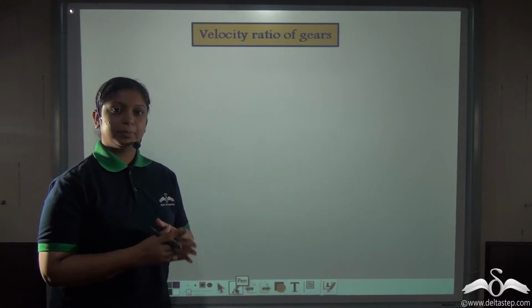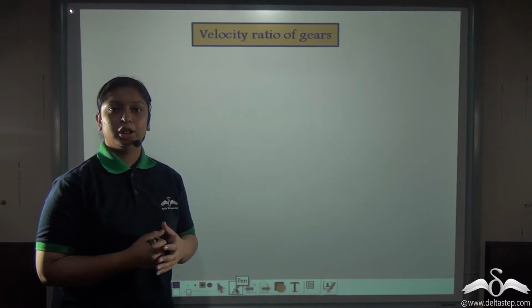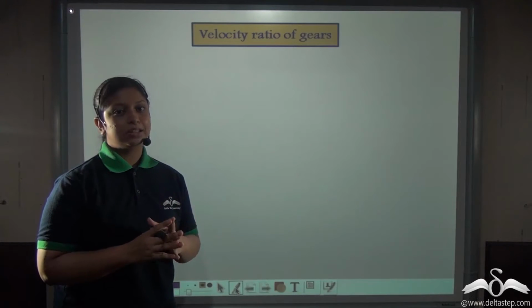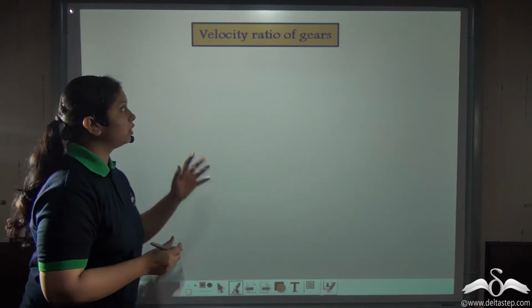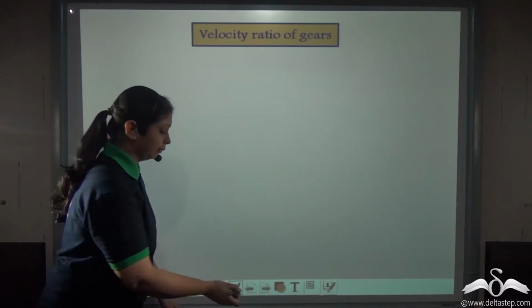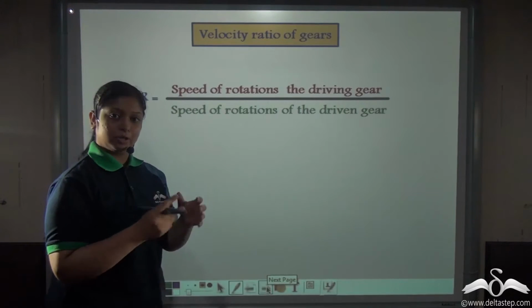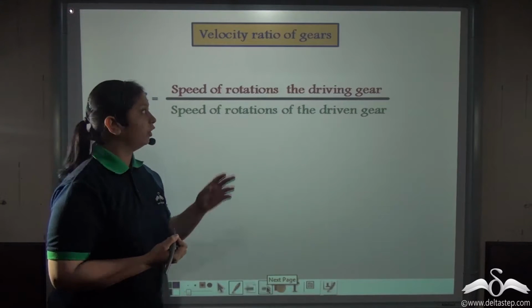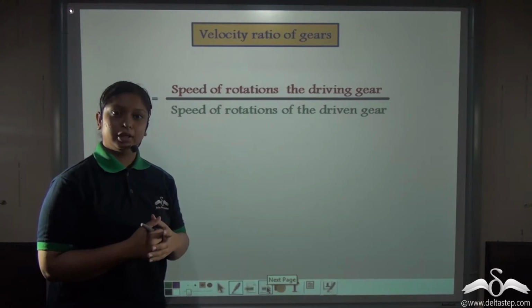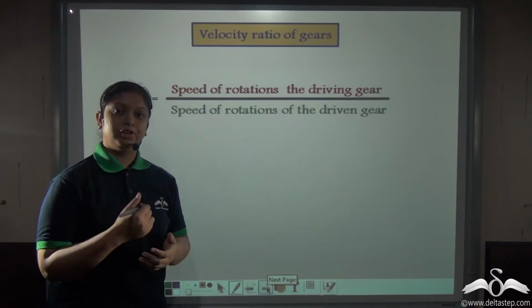Let's recapitulate some basic terms related to the working of gears. Now, gear is a simple machine, so it should have a constant velocity ratio. So, what is the velocity ratio of gears? Well, the velocity ratio, or VR, of gears is the ratio of speed of rotation of the driving gear to the speed of rotation of the driven gear.